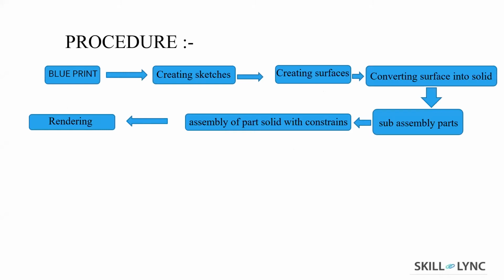And here comes the procedure. What have I concluded in this project? I have taken the blueprints and created the sketches. After sketching, I created the sketches in line form, and converted the line sketches to surface sketches. I took the surface sketches and converted them into solids, and took the sub-assembly parts to assembly level with the help of constraints.